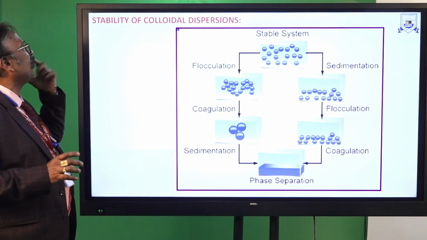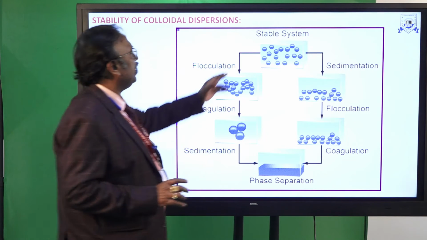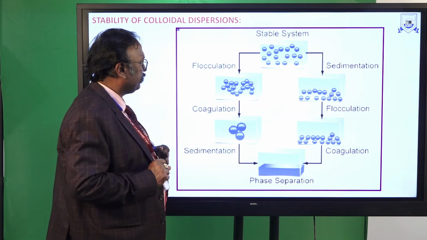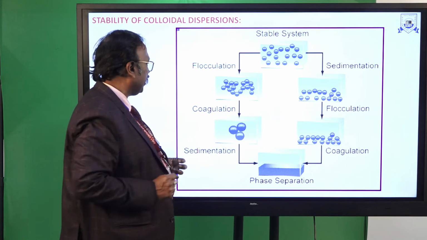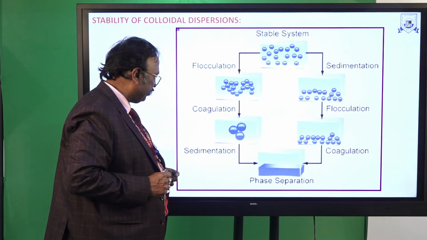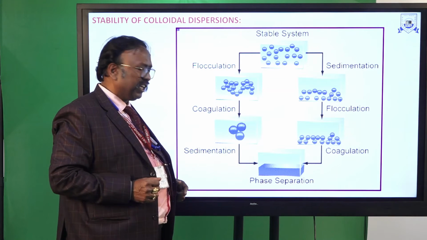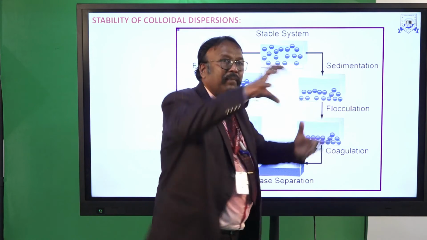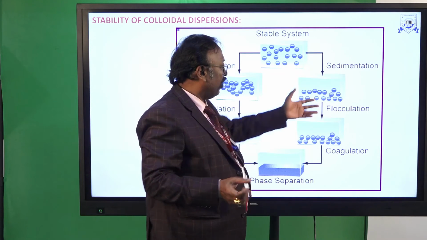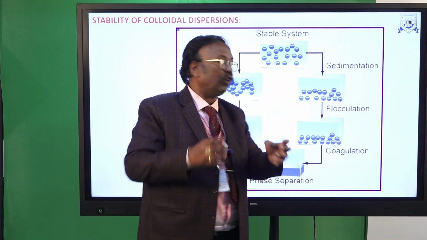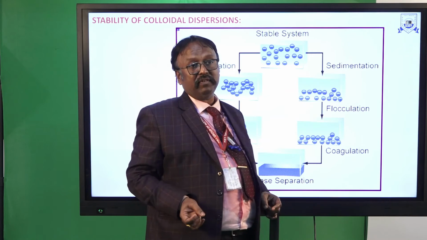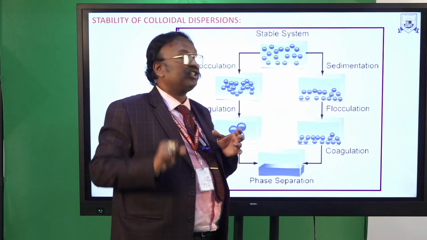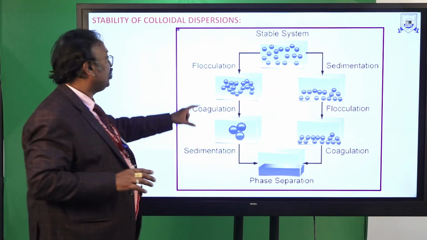And here, the stability of colloidal dispersions. Suppose it is an unstable system, then flocculation will take place. Flocculation means all the particles come together. They may lead to coagulation. After coagulation, sedimentation will take place. After sedimentation, phase separation will be there. Sedimentation means all the particles settle at the bottom. There is formation of flocculation, after flocculation coagulation will take place, and after coagulation, phase separation will be there. In a stable system, the particles are dispersed uniformly in the dispersion medium, that we can call a stable suspension.